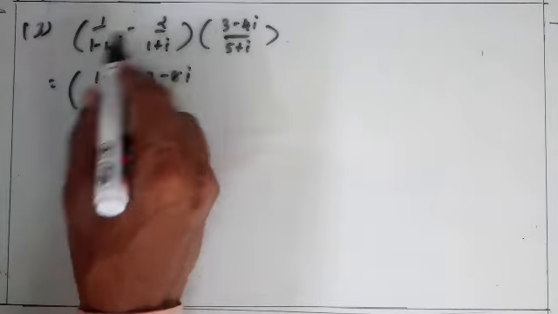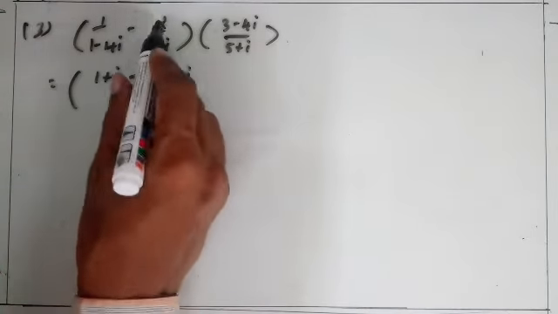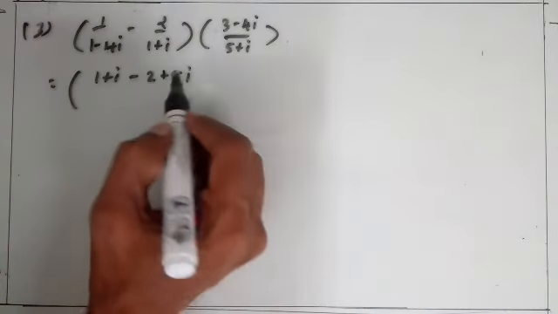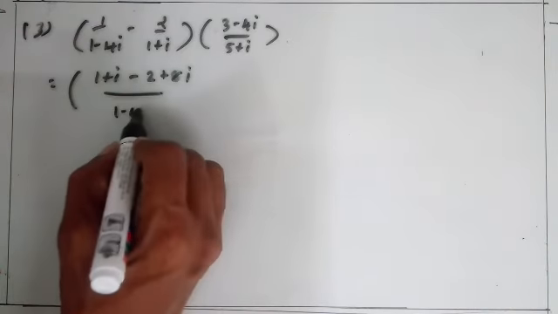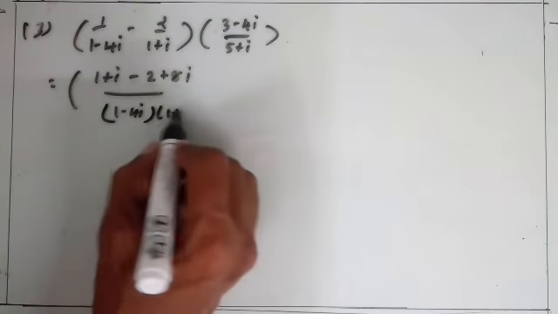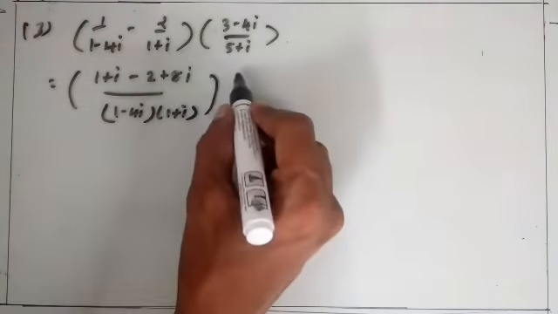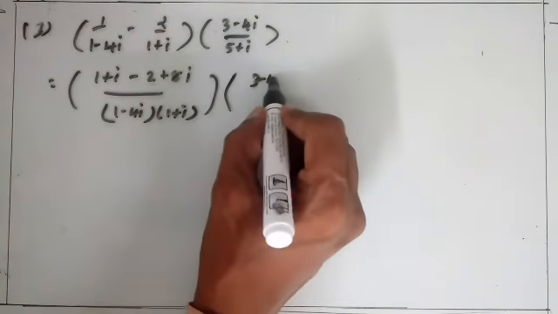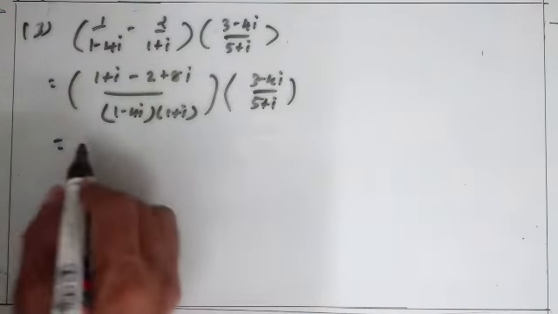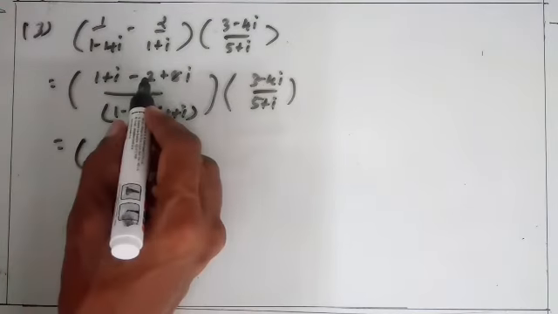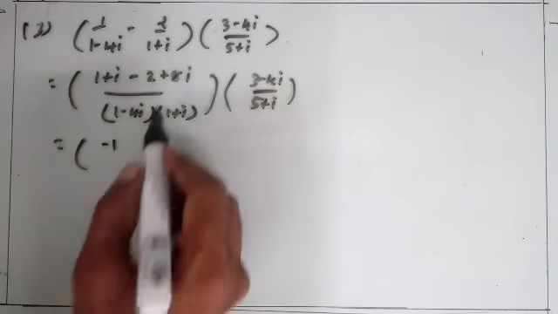Here minus 2 into this becomes minus 2. Minus 2 into this becomes plus 4. 8 into i upon 1 minus 4i into 1 plus i. Clear? Into 3 minus 4i upon 5 plus i. So this is equal to, now simplify this: minus 2 plus 1 becomes minus 1.